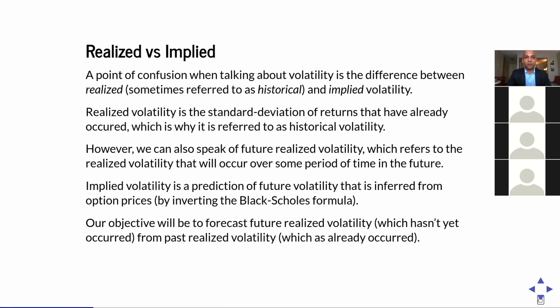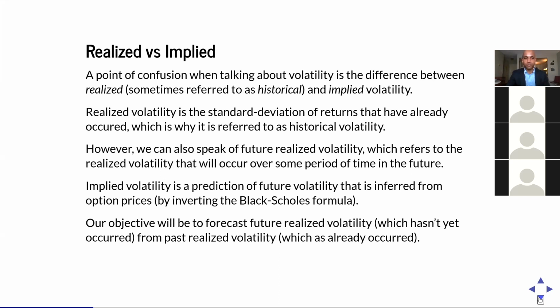Let's talk a little bit about realized versus implied volatility, because this can be a point of confusion for people. Realized volatility is also sometimes referred to as historical volatility. It's the standard deviation of returns that have already occurred. You've got a series of returns that have happened, you take their standard deviation, and that is realized volatility. It gets a little confusing because we can also talk about future realized volatility, which means realized volatility that will occur over some period of time in the future.